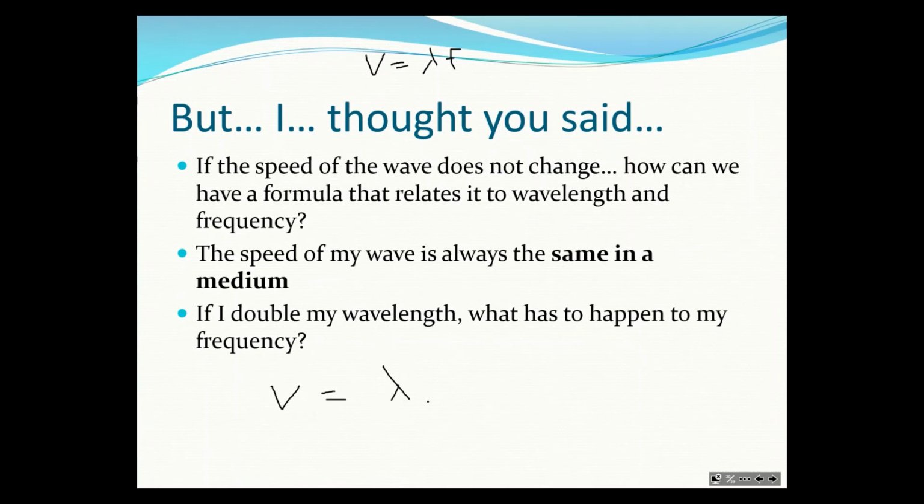Well, we want to keep our speed the same. So if I double my wavelength, in order to keep this number the same, I have to halve my frequency, right? 2 times 1/2 is 1, and it stays the same. If I 10 times my wavelength, then I have to 1/10 my frequency, and that's what we saw in there. As one went up, the other went down, in order to keep the speed the same.